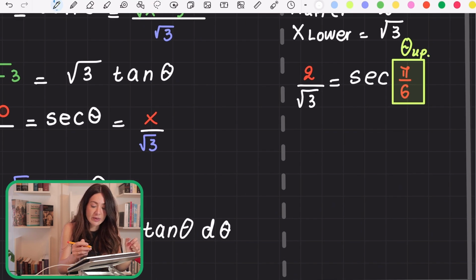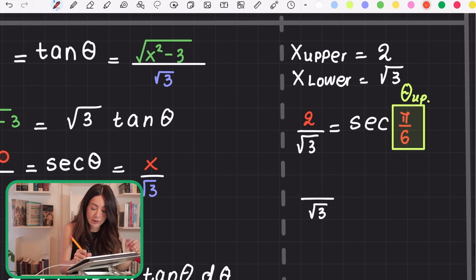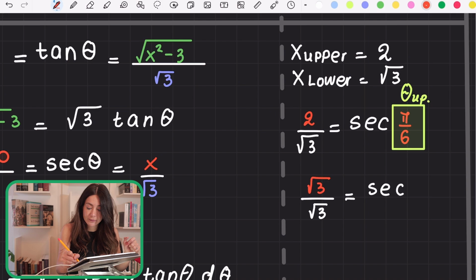Okay, so now I'm going to say lower bound instead of the upper bound, and that was square root of 3. And ask the same question.